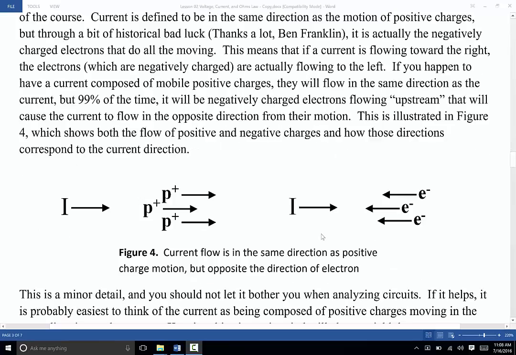As you can see here in figure 4, if protons were moving, and there are some times when protons move, usually we have to do a lot of work to make them move, but when they do move, they're going to be moving in the same direction as the current. That would be the easy case. But the more common and the more complex case is shown on the right-hand side of figure 4. That's where the electrons are moving, and unfortunately the current is going to be moving in the opposite direction of the electrons.